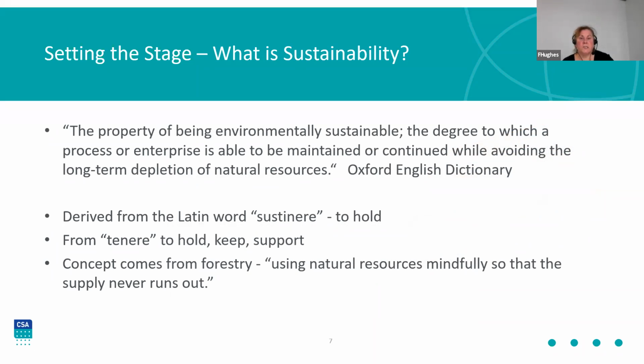So just setting the stage again, what is sustainability? Well, the Oxford Dictionary says that it's the property of being environmentally sustainable, the degree to which a process or enterprise is able to be maintained or continued while avoiding the long-term depletion of natural resources. And that's kind of where most people seem to think it is today. It's largely to do with the environment.